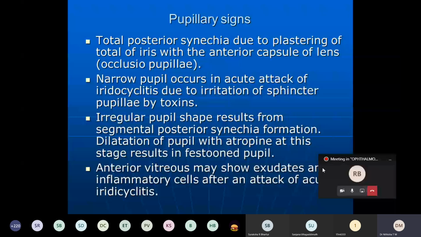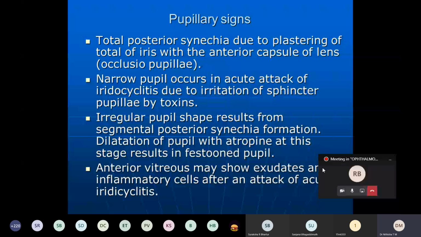And in the pupillary signs, you should always see what I told you: the pupil becomes small in cases of acute iridocyclitis. Normally the pupil is 3 to 4 millimeters, regular, reacting to light. It becomes very sluggish and small in size, and when you put the torchlight it reacts very sluggishly. It indicates edema. I told you, due to edema and waterlogging the iris becomes more muddy, and the pupil reacts very sluggishly. It is due to waterlogging or irritation of the sphincter pupillae by the toxins.